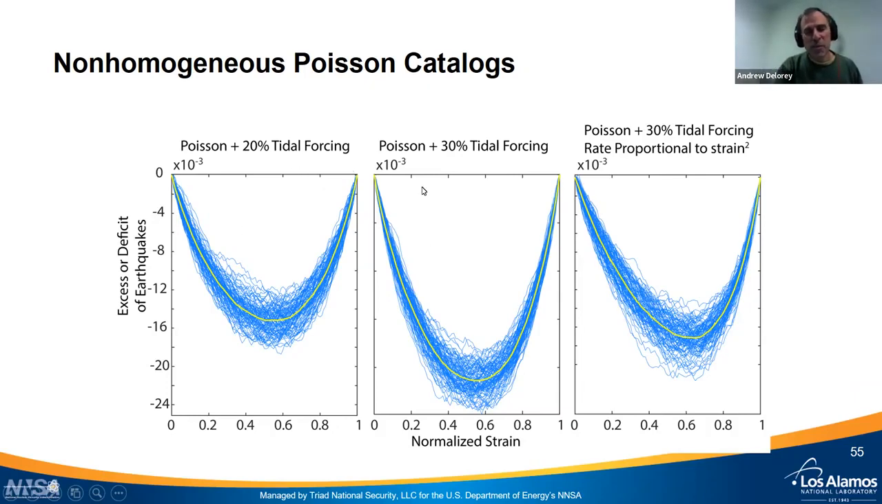I can do it at 30%, and it's even bigger. And I can even make it proportional to strain squared, and it gets skewed to one side. So we can see here that in the case where I know that there's tidal forcing because I put it into these synthetic earthquakes, I know what it looks like. It goes below because there's a deficit of earthquakes at lower strains.